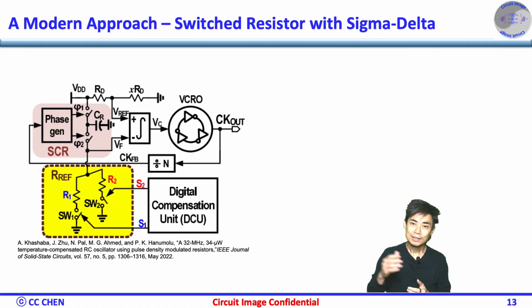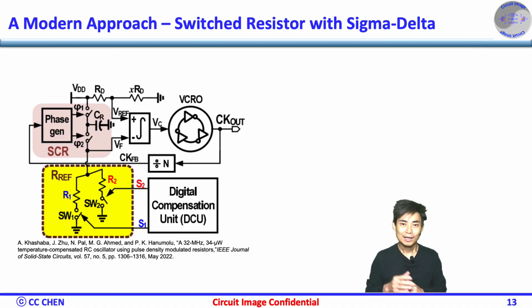Correct. Here's the elegant solution. Instead of using physical resistor arrays, use one resistor plus one switch, but turn the switch on and off with a PWM or pulse density modulation signal via sigma delta modulation. The resistor's effective value becomes tunable with infinite resolution. This gives precise control with minimal area and noise.